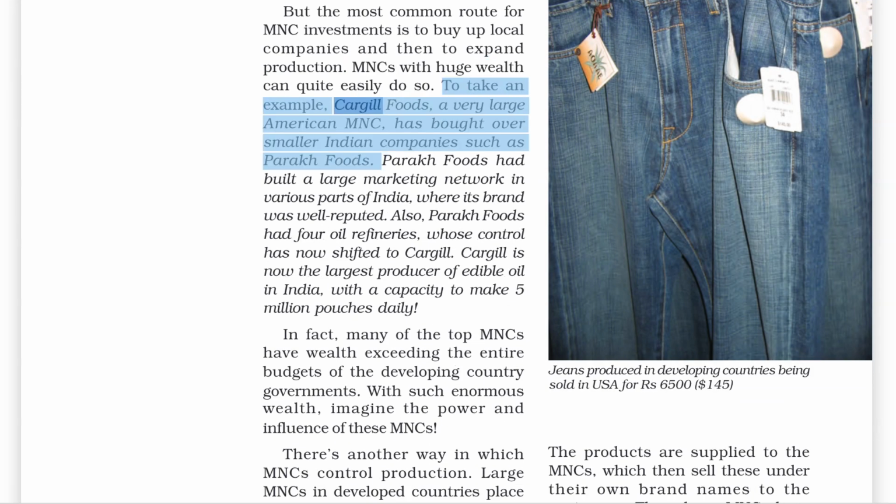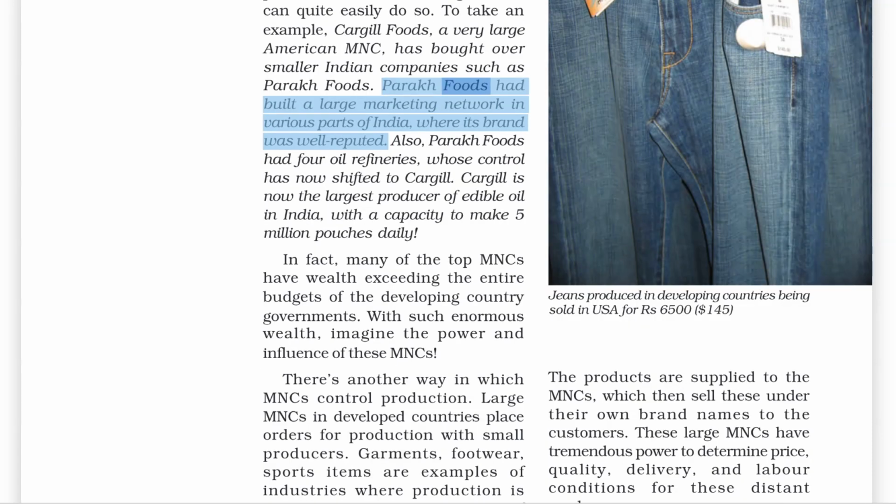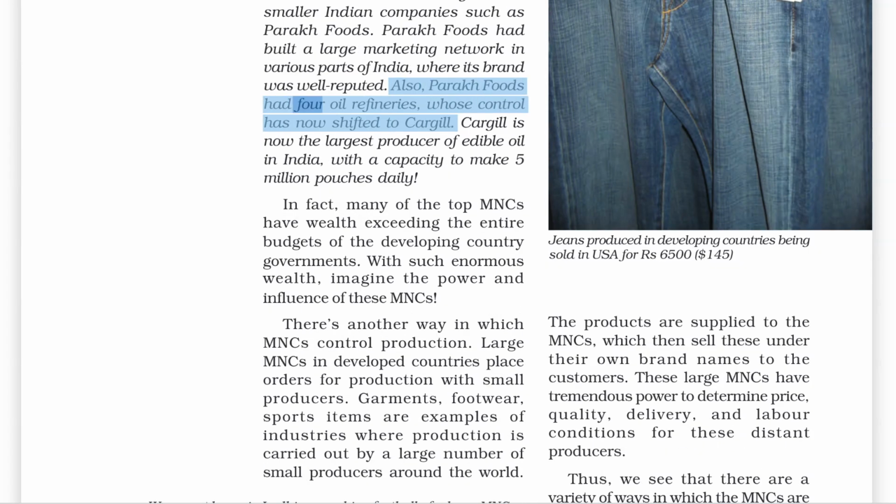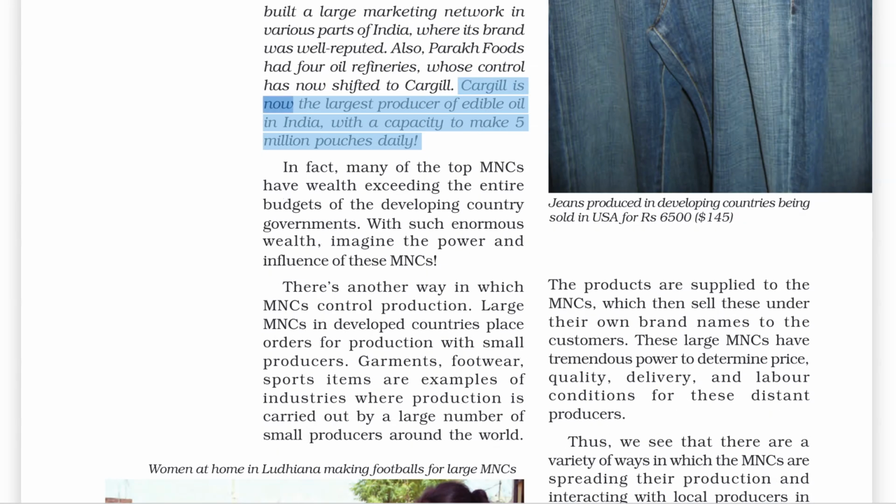To take an example, Cargill Foods, a very large American MNC, has bought over smaller Indian companies such as Parag Foods. Parag Foods had built a large marketing network in various parts of India where its brand was well reputed. Also, Parag Foods had 4 oil refineries whose control has now shifted to Cargill. Cargill is now the largest producer of edible oil in India with a capacity to make 5 million pouches daily.